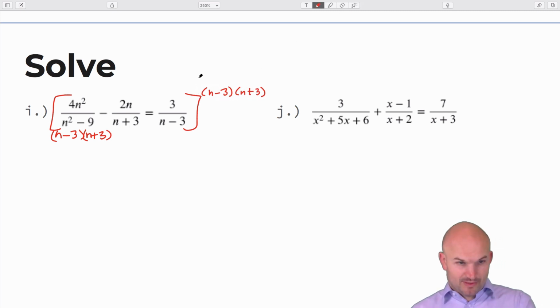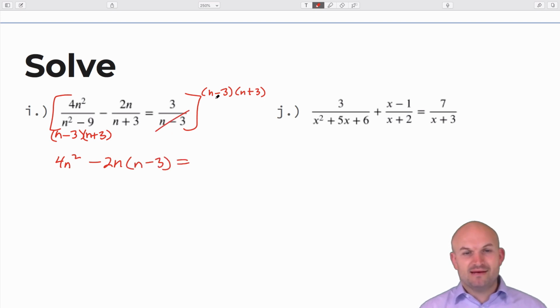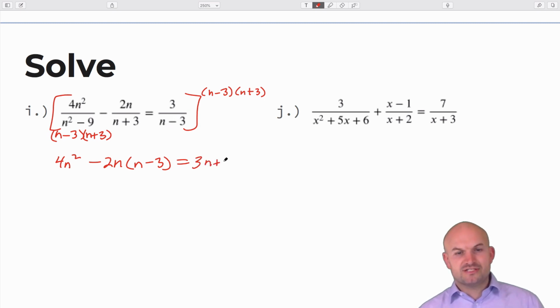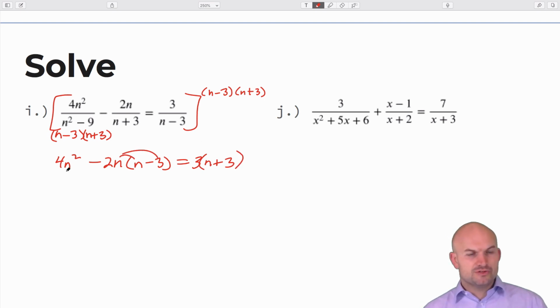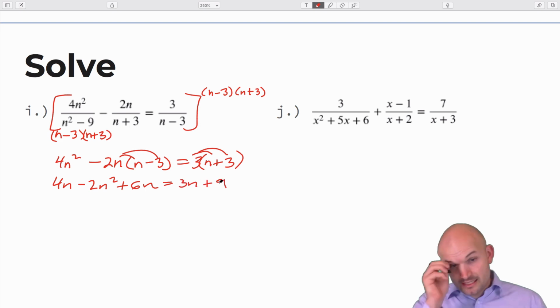All right, so when I multiply it here by this first term, you can see my n minus 3, my n plus 3s divide out. So that's just going to leave me with the 4n squared, minus, my n plus 3s divide out, leave me with a negative 2n times n minus 3, equals, my n minus 3s divide out here, leave me with a 3 times n plus 3. And again, don't write it like that, use parentheses. All right, so let's go ahead and do some distributive property. 4n minus 2n squared plus 6n equals 3n plus 9.